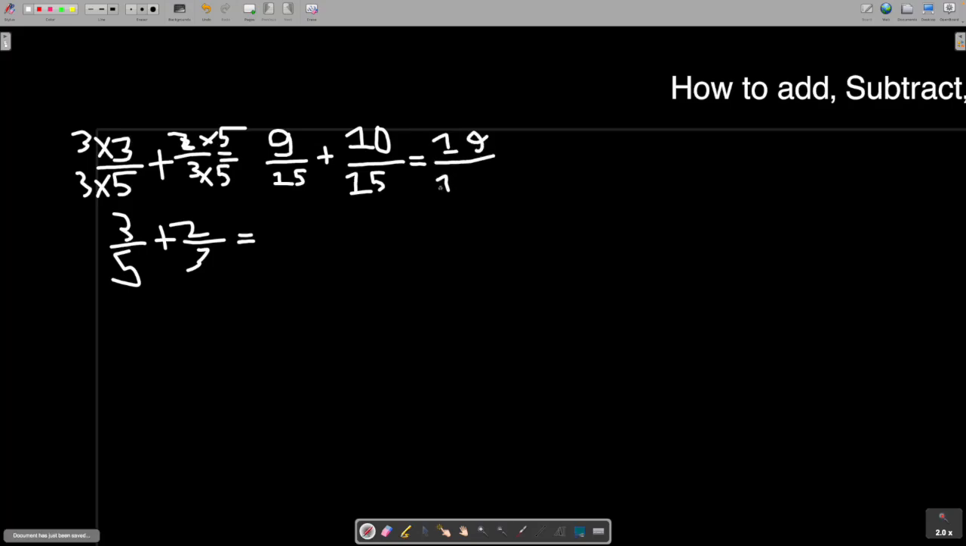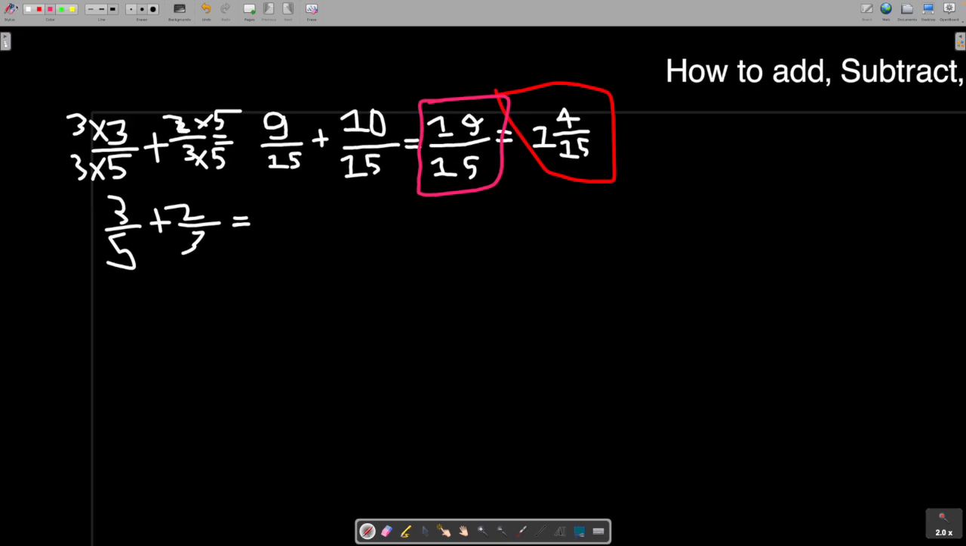Now you could leave your answer like this, but there is a way to make it into a mixed number since it is an improper fraction. So, how many 15s fit into 19? That's just 1. So the whole number is 1, and then the remainder will be 4. So we have 4 over 15, which is just the denominator. So the answer is 1 and 4 over 15. Or, you can make it 19 over 15. Both work.